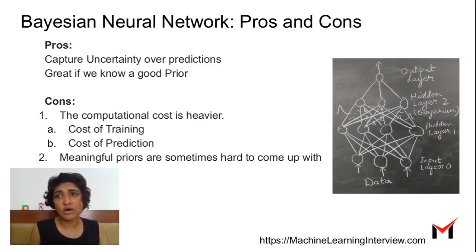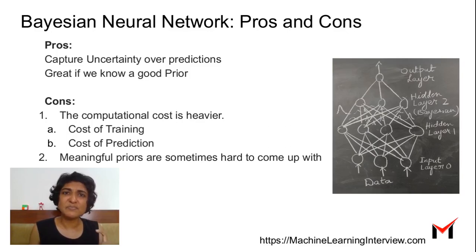So the cons of Bayesian neural networks are that very often meaningful priors are hard to find. And the other con is the computational cost itself. The cost of training a Bayesian neural network could be higher because you are actually doing this approximate inference, and often these techniques take computationally more time to learn, especially if you have a lot of Bayesian layers.